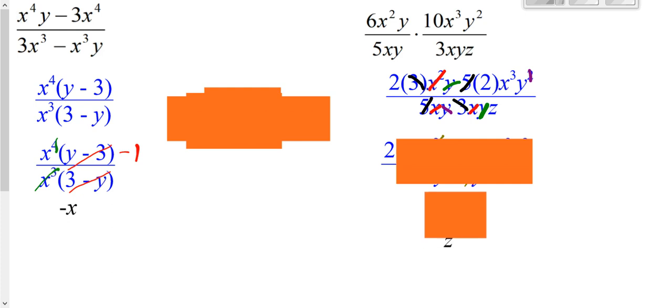The only thing you're left with on the bottom is a z. On the top, you have a 2 and a 2, which you know is 4. And then you still have your x cubed and this y to the first at the end.